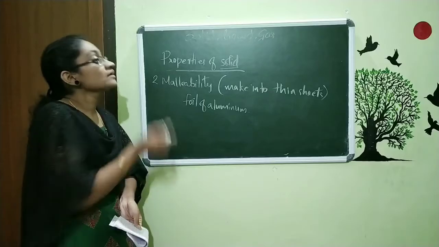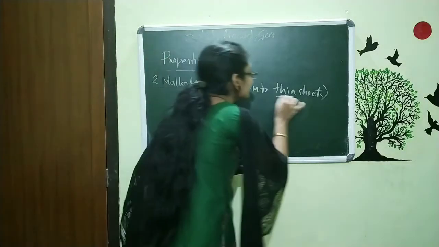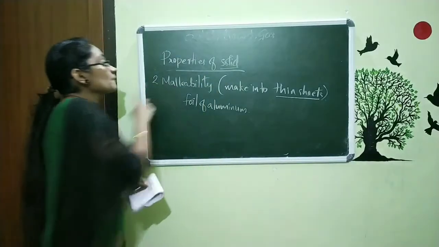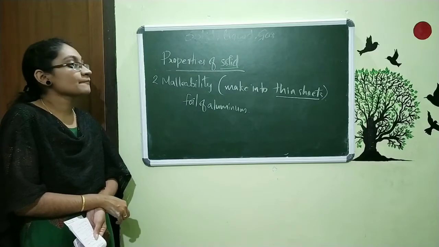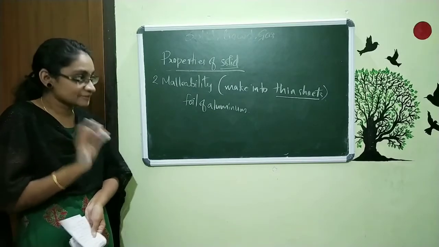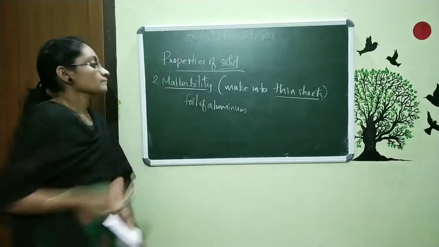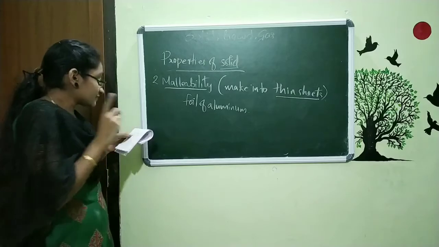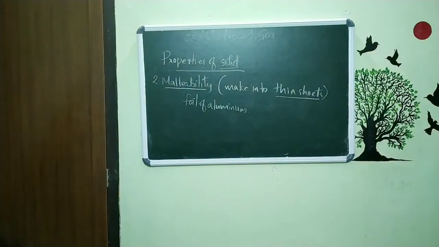That is actually the property of solids, that we can make them into thin sheets. And that is the property called malleability. So we can say malleability is the property of a substance to make it into thin sheets. That means simply we can say it can be beaten flat. That is malleability.